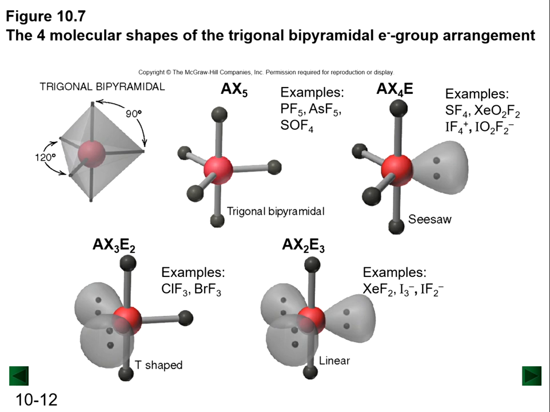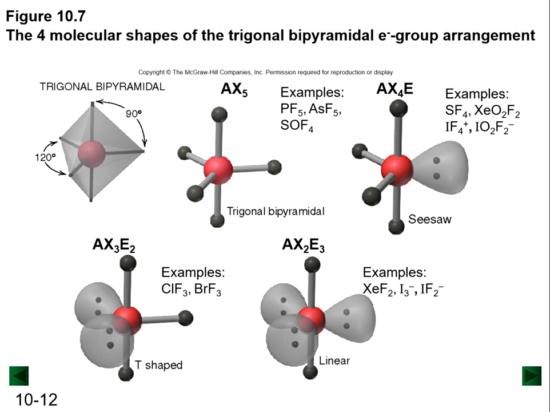Now, if we have all bonding pairs and all 5 of the groups involve atoms, then we end up with a trigonal bipyramidal molecular structure like phosphorus pentafluoride, arsenic pentafluoride, or sulfur monoxygen tetrafluoride. That's a trigonal bipyramidal structure.